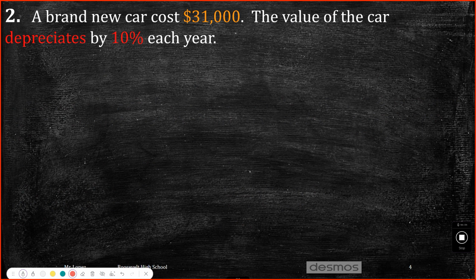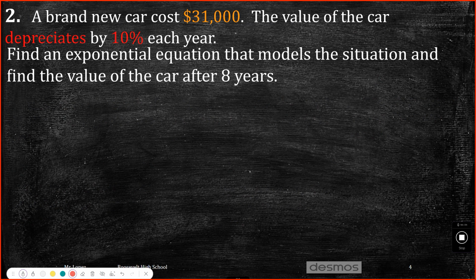So problem number 2, a brand new car costs $31,000. The value of the car depreciates by 10% each year. So you want to know what is the value of the car after 8 years. So it's telling you that whenever it tells you that it's depreciating by 10% a year, it will be an exponential equation, function or whatever that would model this.